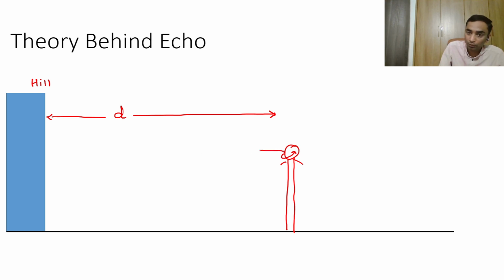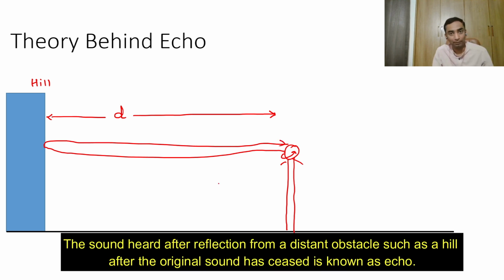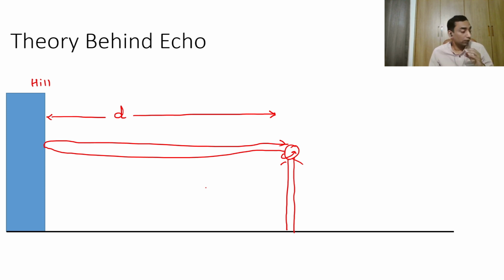So the other sound wave goes like this, and after reflection it is heard for the second time after the original sound has ceased. That is the definition of an echo: it is the sound which is heard after the original sound has ceased, and that sound should have been reflected from any hard surface.